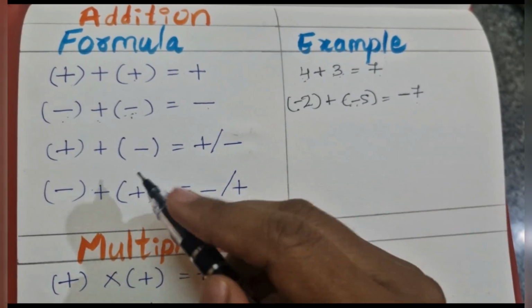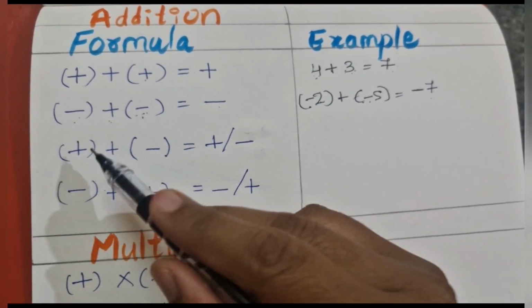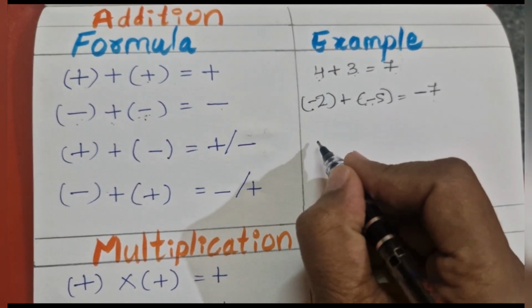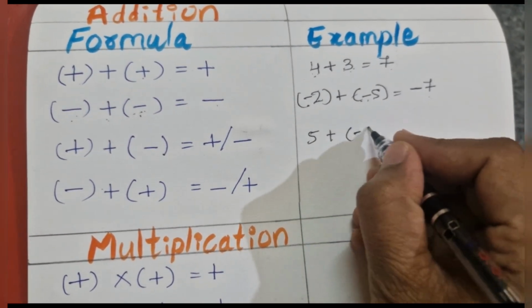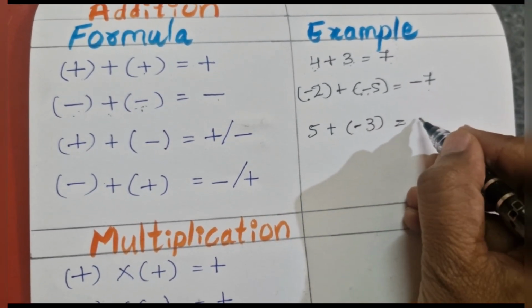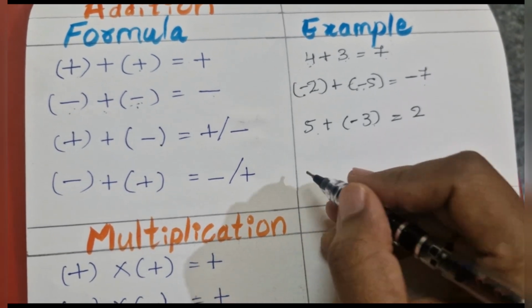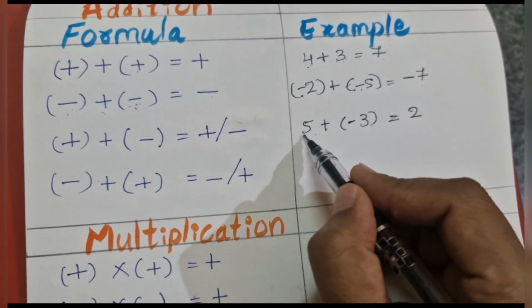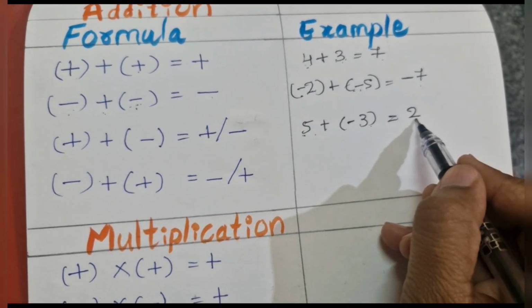Next. One is positive and another one is negative. Both the signs are different. 5 plus of minus 3. Now, both the signs are different, so we have to subtract here. 5 minus 3, 2. Which is the greater number here? 5 is the greater number. Their sign is plus, so we put here plus.